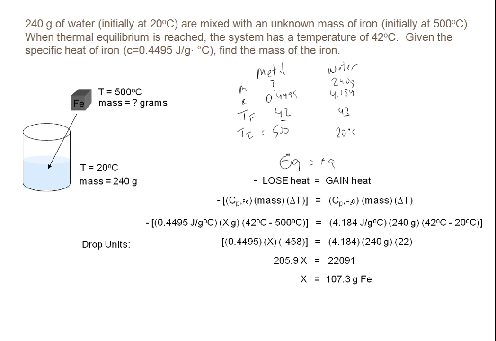This problem doesn't pay any attention to significant figures, although it ought to. And it was written a little bit sloppily in that the temperature only has one sig fig and the water only has two. But if you're getting this same ballpark answer, 107.3, then you're doing this right.